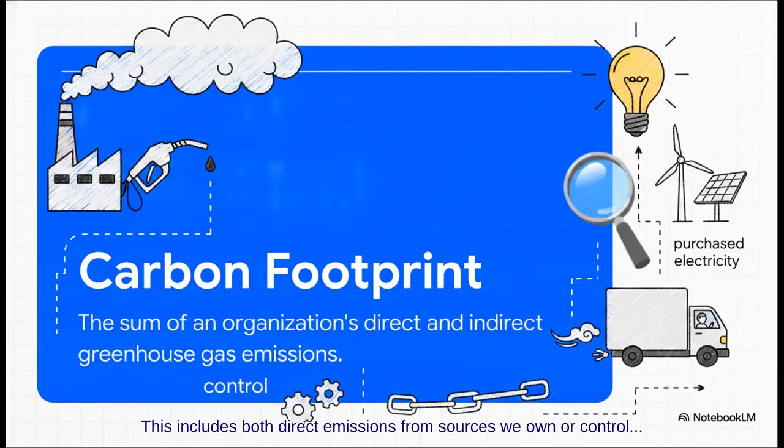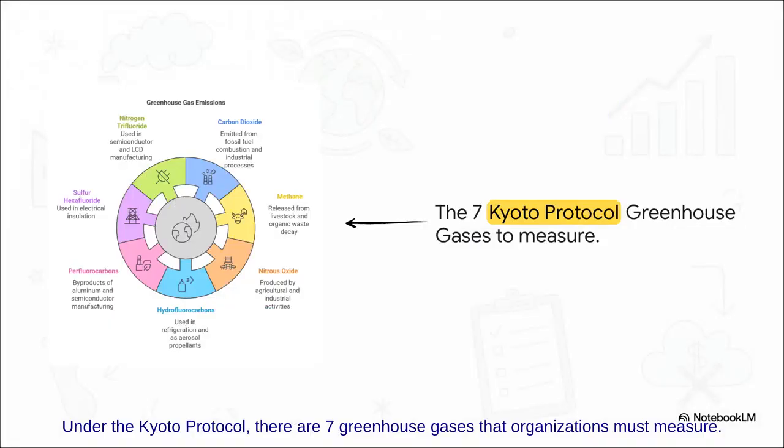You have Category 1, which are your direct emissions. These are the sources your company physically owns or controls. Think of the fuel being burned right in your factory boilers. And then you have Categories 2 through 6. These are your indirect emissions. You don't own these sources, but your business activities cause them. Think of the electricity you're buying off the grid, or maybe the trucks a third party uses to deliver your products.